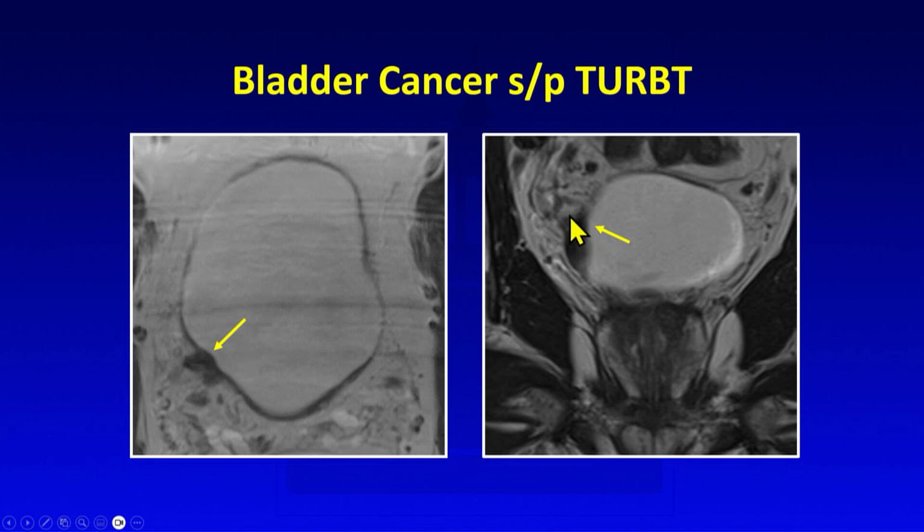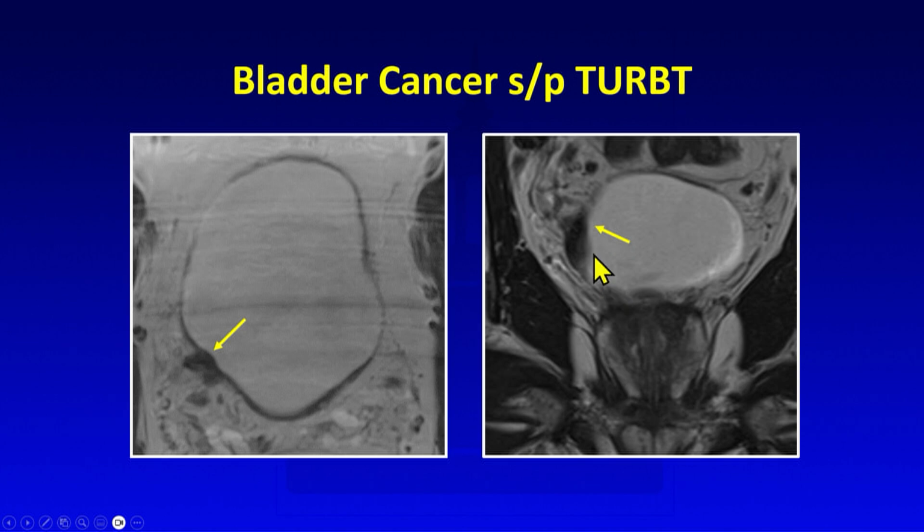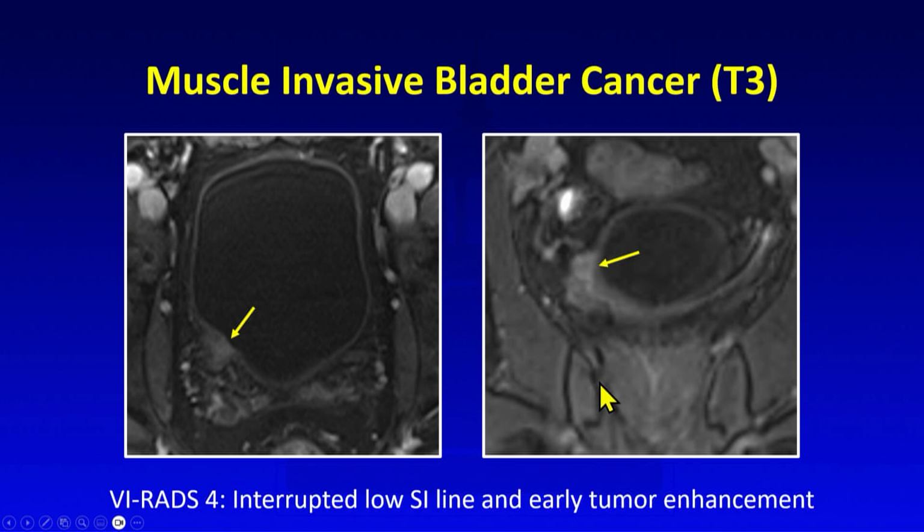And then also there's some irregularity going into the fat, but that doesn't necessarily look like it's involving the fat. So sometimes these cases are tricky. And when we look at the post-contrast, there's certainly some early enhancement, but the fat overlying it seemed to be okay. So we called it VI-RADS 4 with interrupted low signal intensity line and early tumor enhancement. And again, it was confirmed a muscle invasive bladder cancer.